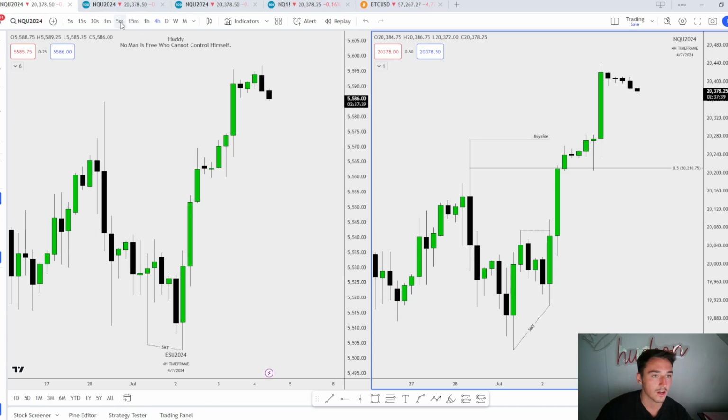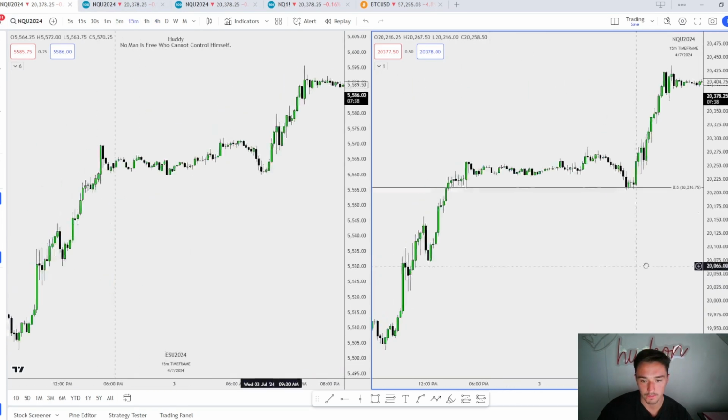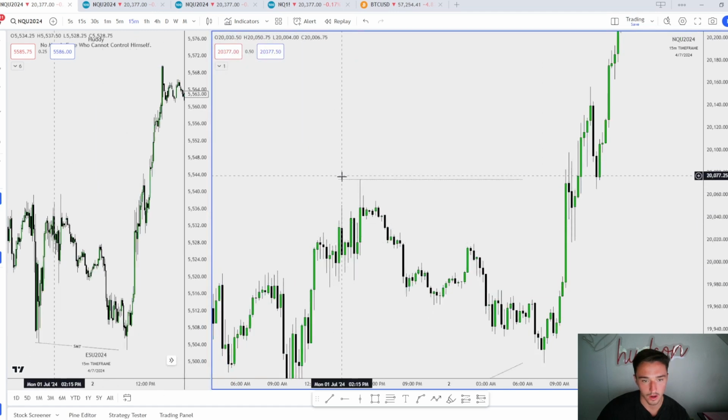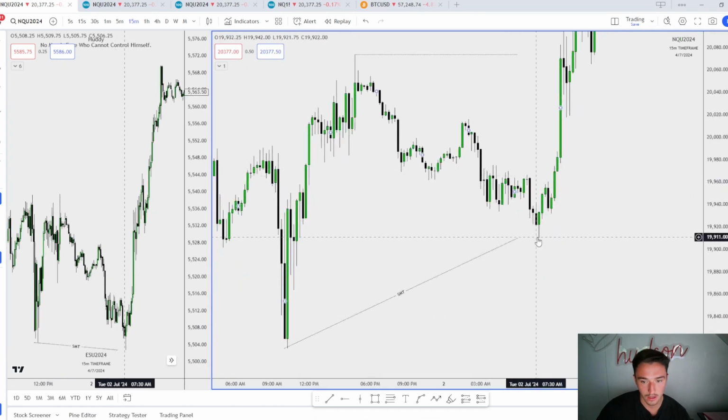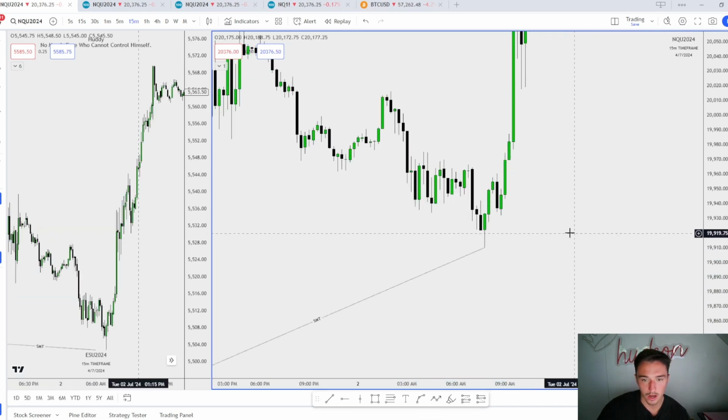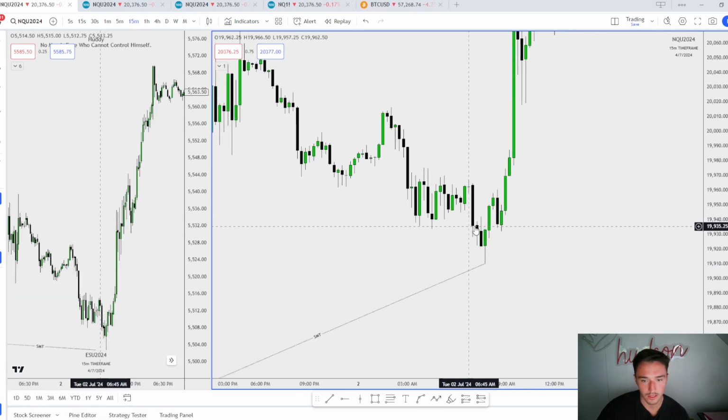So let's head down to the 15-minute chart and see what happens here. If we take a look at NQ, because NQ is the stronger pair, right here is that SMT. So NQ comes down, sweeps these lows, displaces back inside of this range with an imbalance.